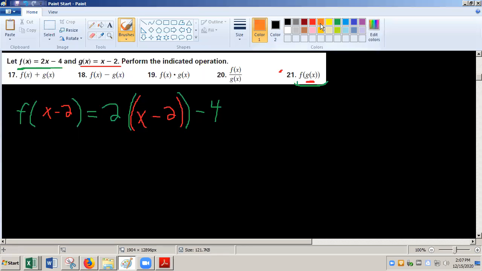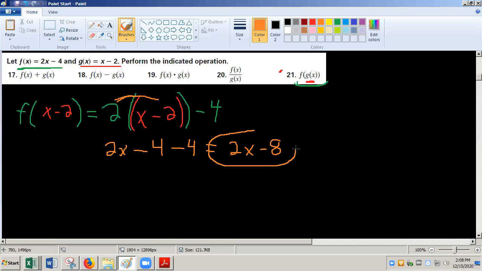And now I'm going to do my distribution here. So I get 2x minus 4. And I've still got this negative 4 on the outside. So this will all end up giving me 2x minus 8. Any questions on this one? Perfect.